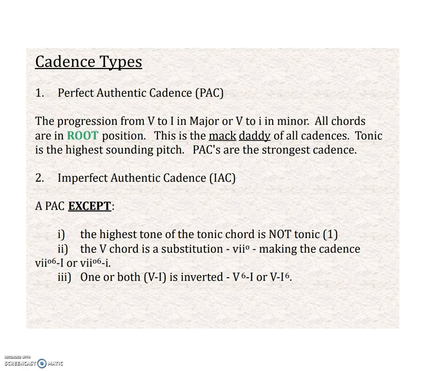The first type of cadence is a perfect authentic cadence, or PAC. The progression from 5 to 1 in major or 5 to little 1 in minor is a perfect authentic cadence. There are a couple of things that have to happen for it to be a perfect authentic cadence. First, all the chords must be in root position.